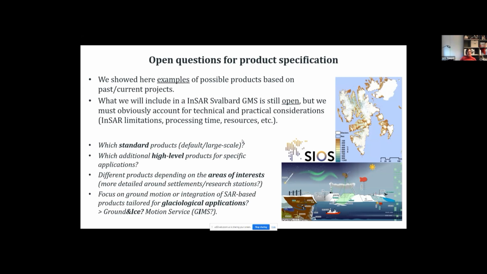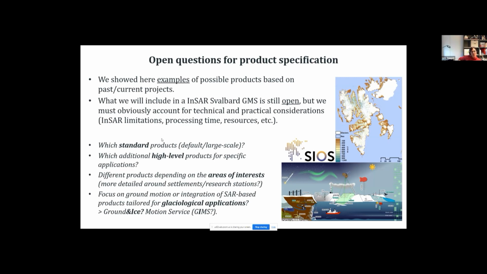We have to account for technical and practical consideration as well. So InSAR limitation, processing time, resources. But of course, we want to have the best balance. So here I just listed a couple of open questions we have. And Maria will also go further with that just after.